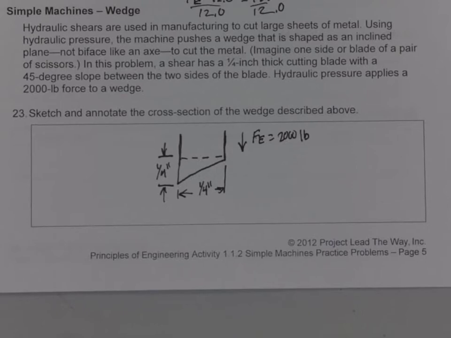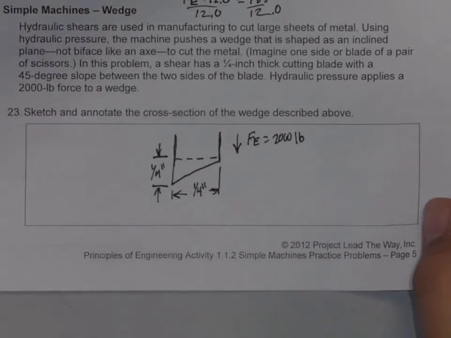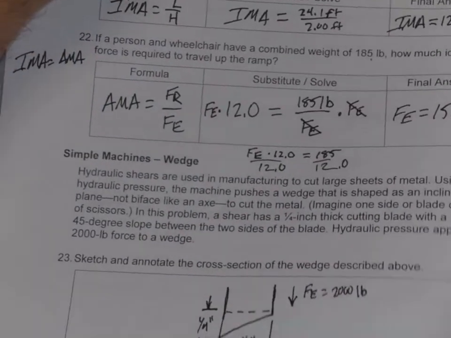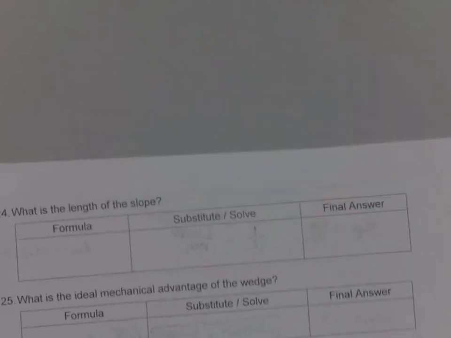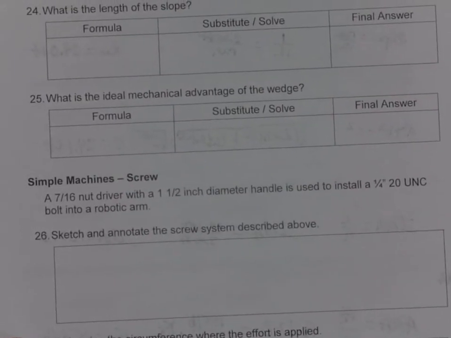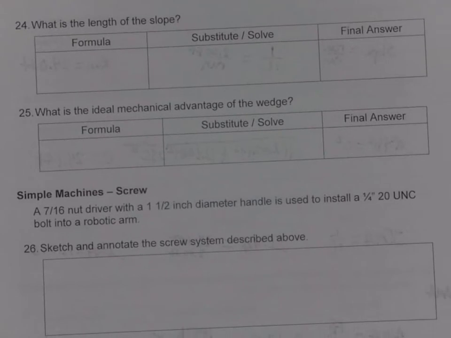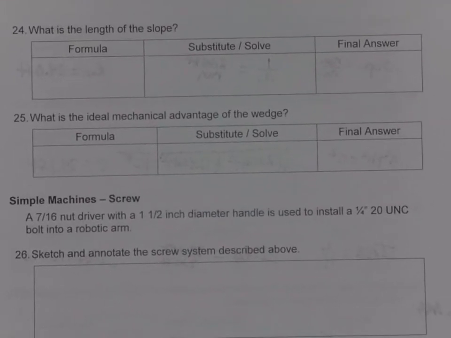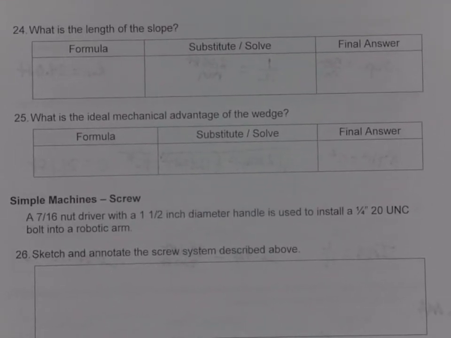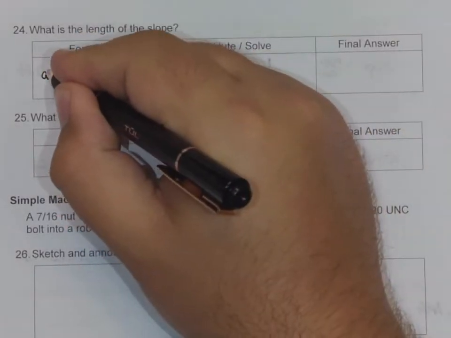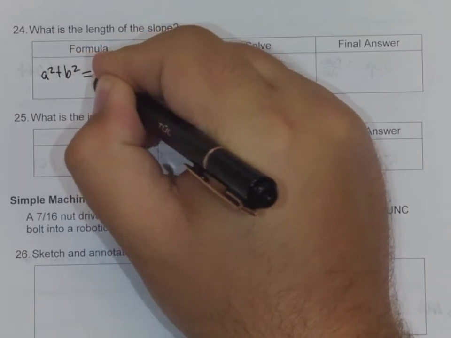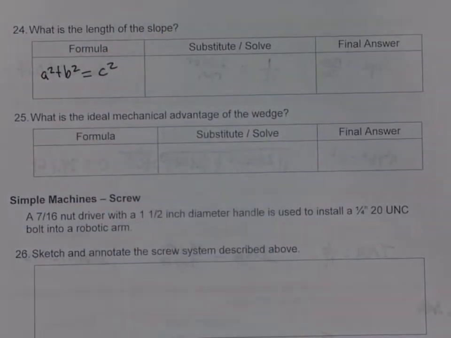All right, so now let's go ahead and take a look at number 24. We're going to use some of that info to help us solve here. They're going to ask us what is the length of the slope? In this scenario, as you remember from the sketch, we can utilize the Pythagorean theorem, much like we did on our inclined plane problem in a previous video, to solve for some of those things.